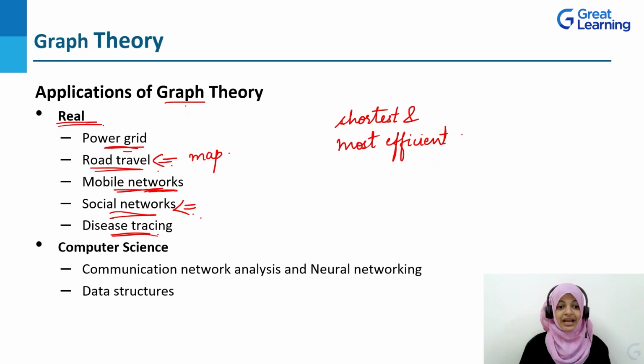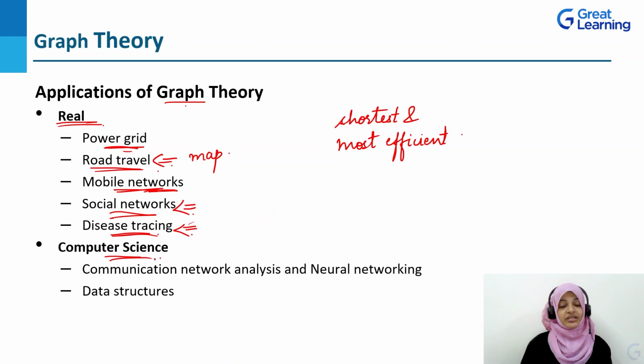graph theory concepts. Lastly, as is the case in the ongoing pandemic, we are able to trace the spread of diseases by analyzing how various humans who might have contracted a disease or might have been exposed to the disease are interacting with each other. This helps us contact trace the disease and helps us estimate the actual dangerousness of any kind of disease. Right? So these were the real life applications of graph theory.